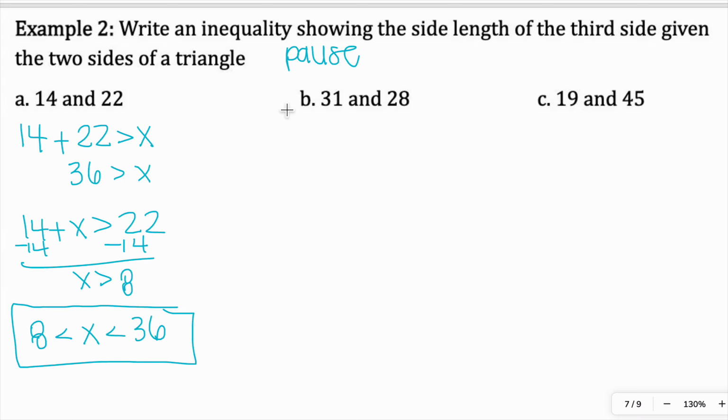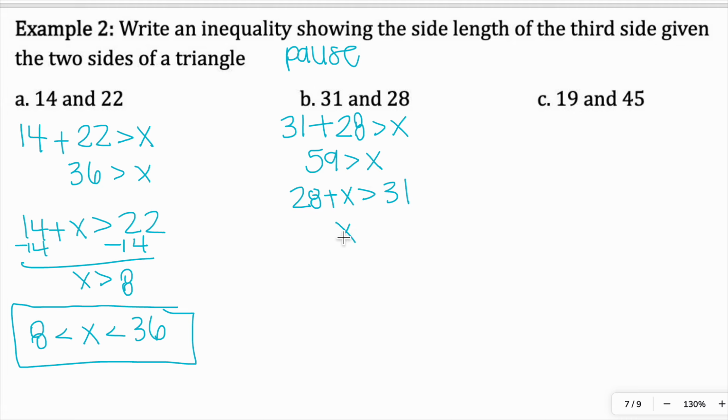So the first thing we do is we add both what we're given together to get the longest possible side. That has to be greater than x. So 28 plus 31 is going to give me 59, so 59 has to be greater than x. And then I take the smallest side plus my mystery side, so 28 plus x, and set it greater than 31. If we did 31 plus x is greater than 28, we're going to get a negative number, and that just doesn't make sense to have a negative distance.